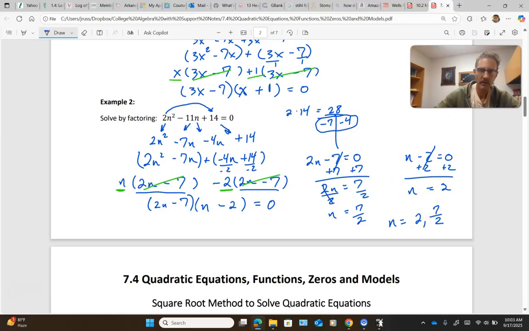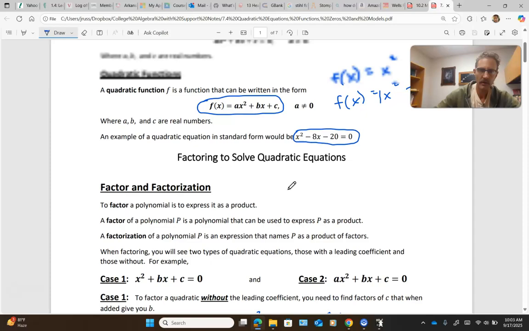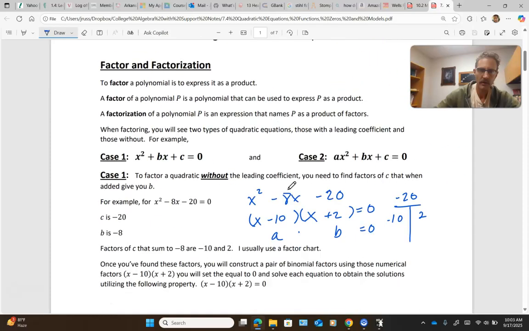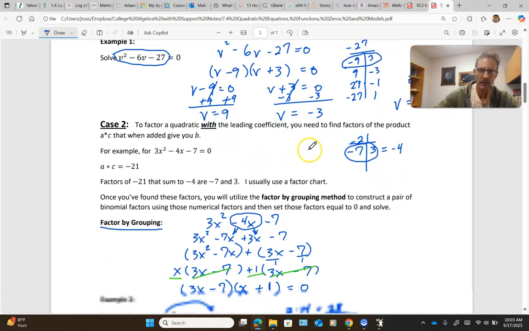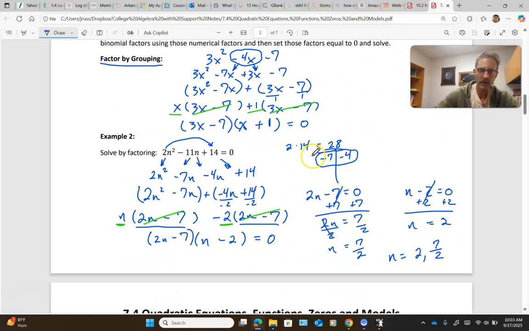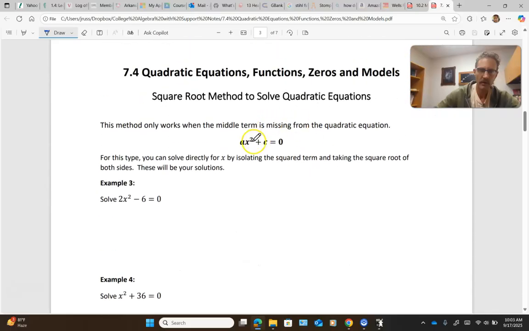Okay. All right, well, I'm going to stop part 1 there. I showed you a couple of examples of how you can solve the quadratic equation by factoring, but a lot of quadratic equations are not factorable. So when we come back in part 2, we're going to look at quadratic equations that are missing the middle term or the x term. Turns out we can solve those directly for x, and it's called using the square root method. Okay, so we'll see that in part 2.